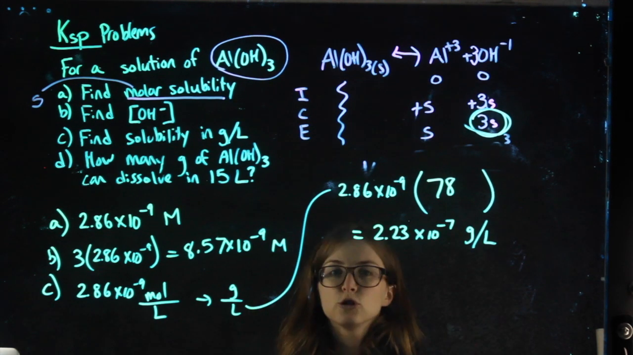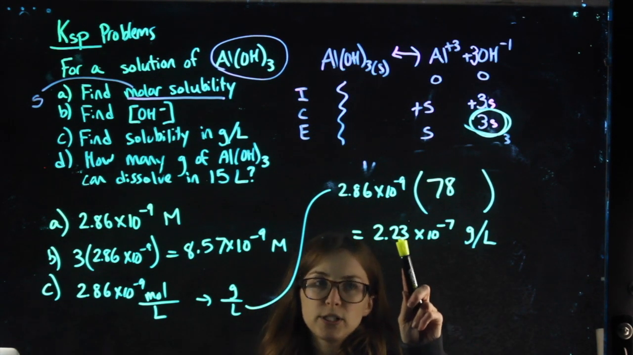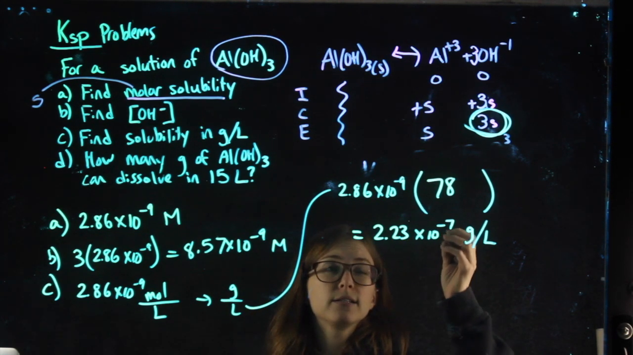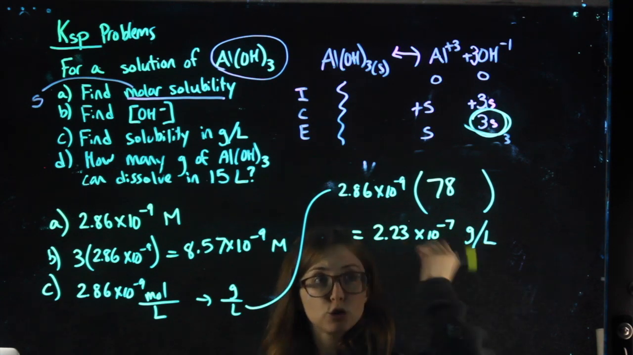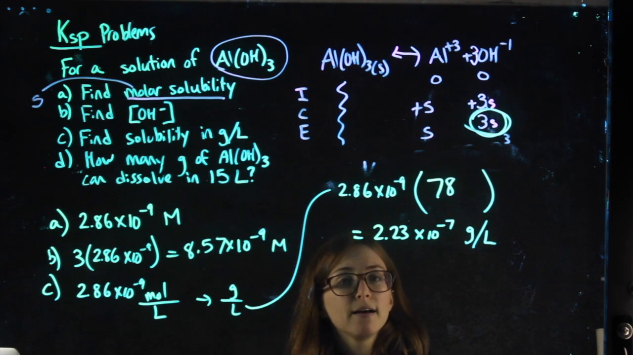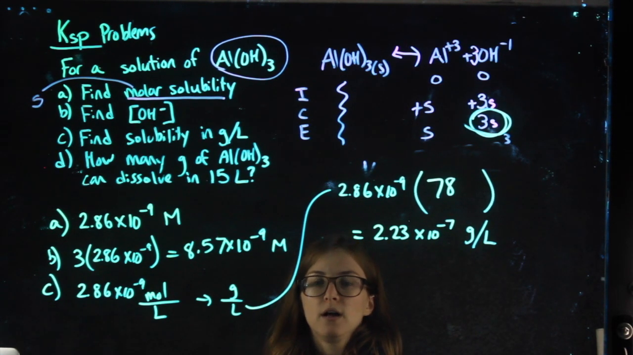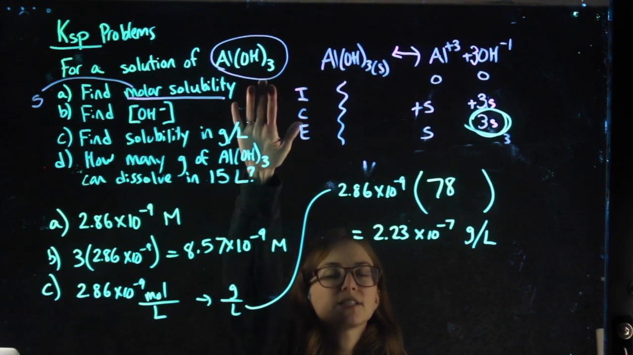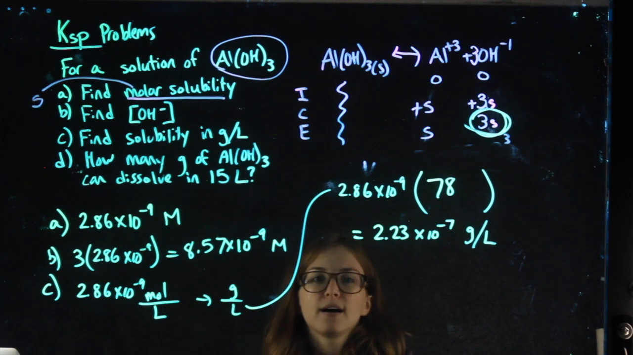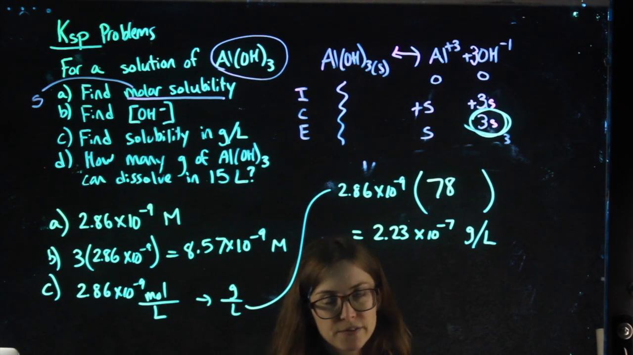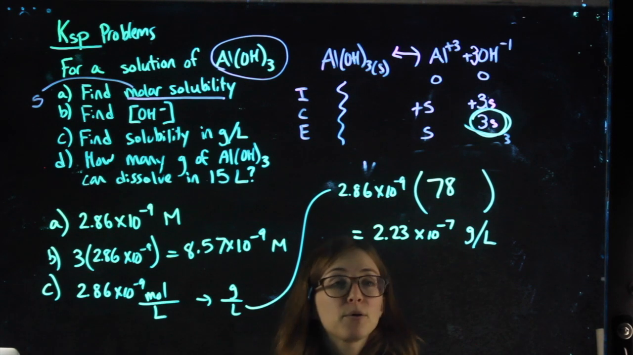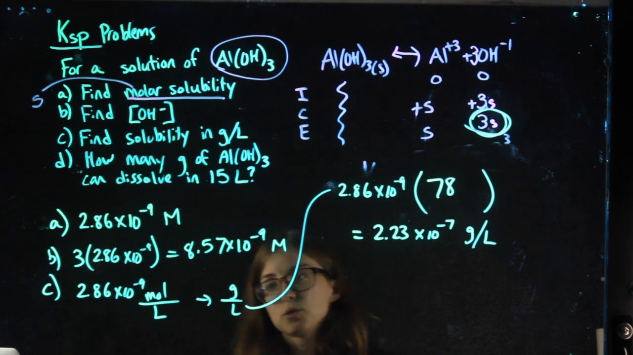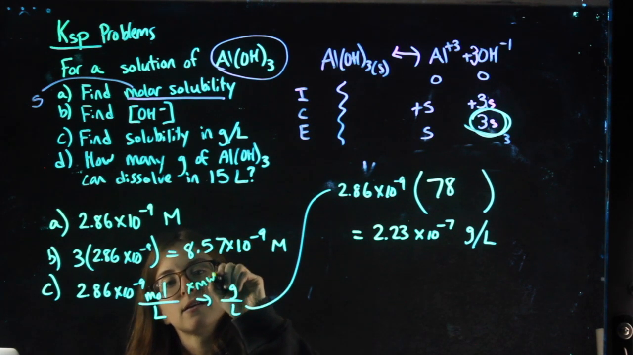Units matter a lot here. So my answer for C, 2.23 times 10 to the negative 7th, basically means I can get 0.000000223 grams of aluminum hydroxide to dissolve in 1 liter of water, which is barely anything, which is why we say that this compound is insoluble, because as far as our eyes can see, it's not dissolving. But that would be it in grams per liter. Your units matter a lot here. Going from moles to grams, we multiply by molecular weight.